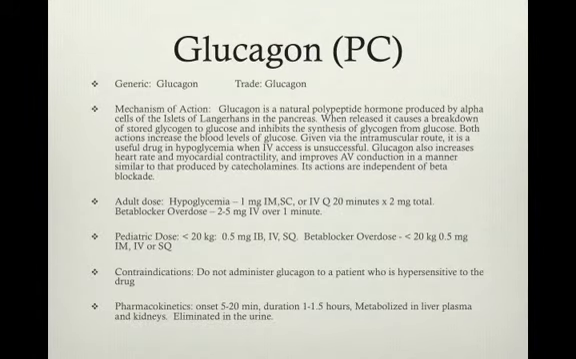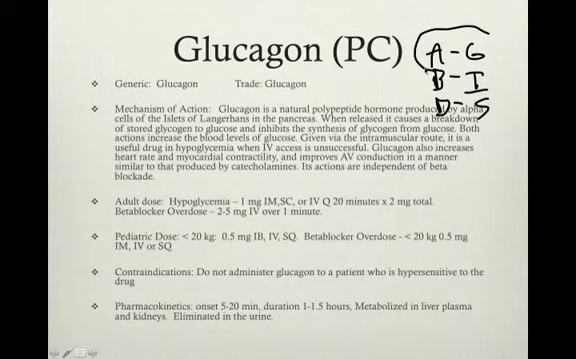Glucagon, this is also primary care. The generic is glucagon, and so is the trade name. Glucagon is in the pancreas. We essentially have 3 cells: alpha, beta, and delta cells. Alpha cells secrete glucagon, beta cells secrete insulin, and delta cells secrete somatostatin. So this is what we're giving these patients whenever we give them glucagon.